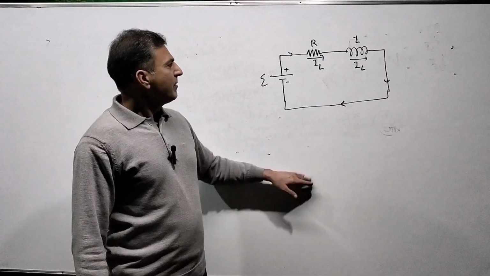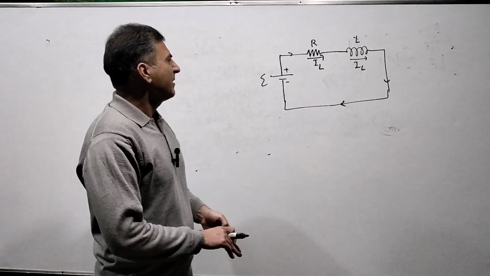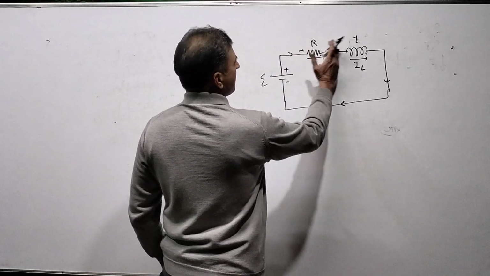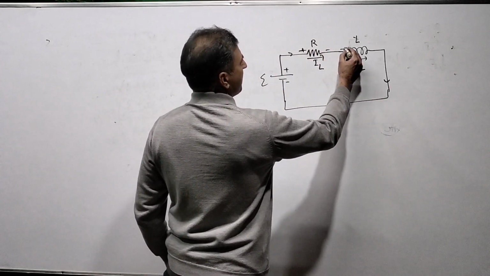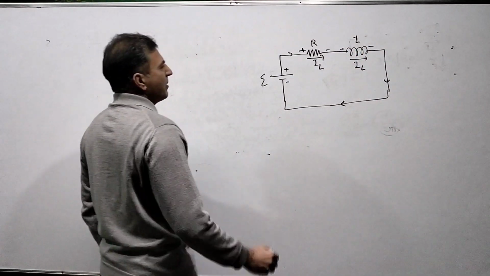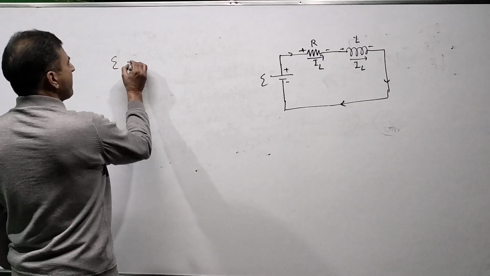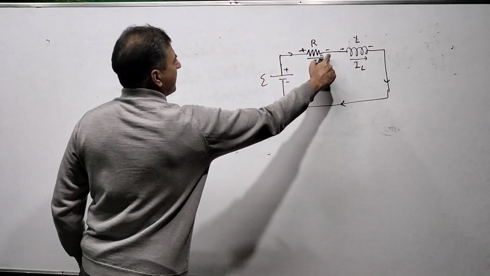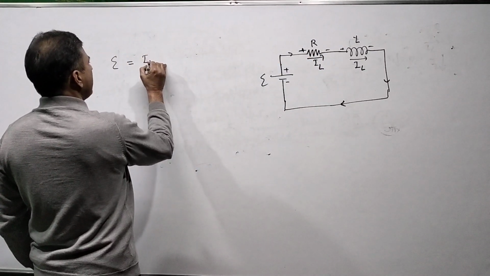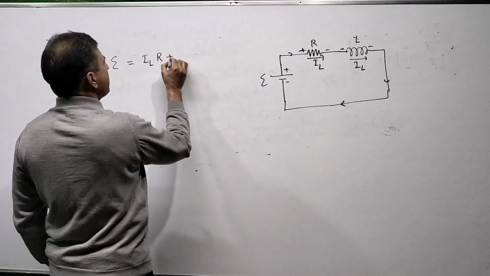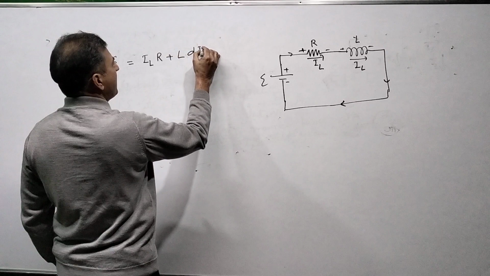So here it will be a simple equation. If you want to write an equation for this, it is plus to minus, because current flows from higher potential to lower potential. If you want to write the voltage rise here, that's E, voltage drop, that is I_L R, and again a drop, that is L dI_L/dt.